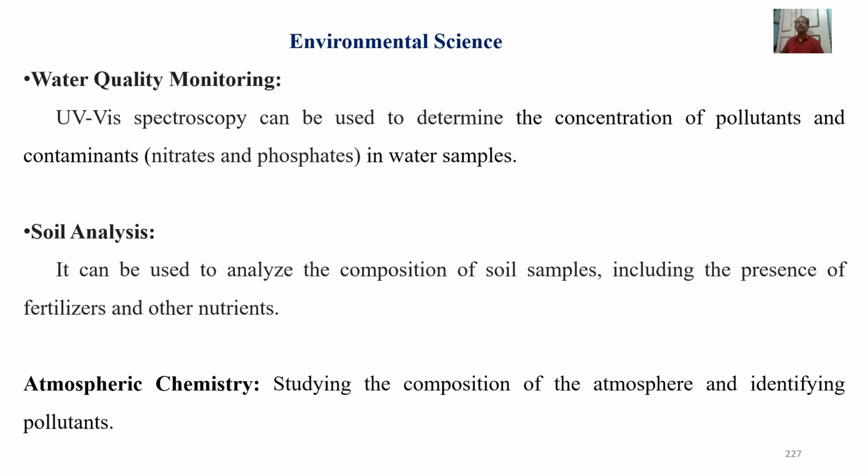Environmental science. Water quality monitoring. UV spectroscopy can be used to determine the concentration of pollutants and contaminants, such as nitrates or phosphates, in water samples. Soil analysis. It can be used to analyze the composition of soil samples, including the presence of fertilizers and other nutrients. Atmospheric chemistry. Studying the composition of the atmosphere and identifying pollutants.